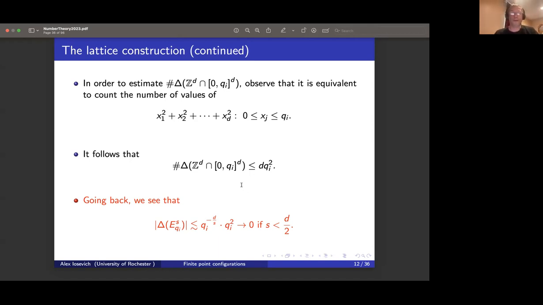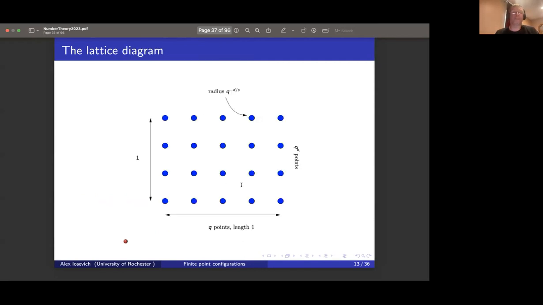So here's the diagram, just to make sure that everything is clear. Once we've scaled the set into the unit cube, we have these balls of radius q to the minus d over s, and within each ball, we get distances of length roughly q to the minus d over s. This gives us intervals of length q to the minus d over s, and the number of these intervals is roughly the number of distinct distances between the centers of the balls, where elementary number theory was used.